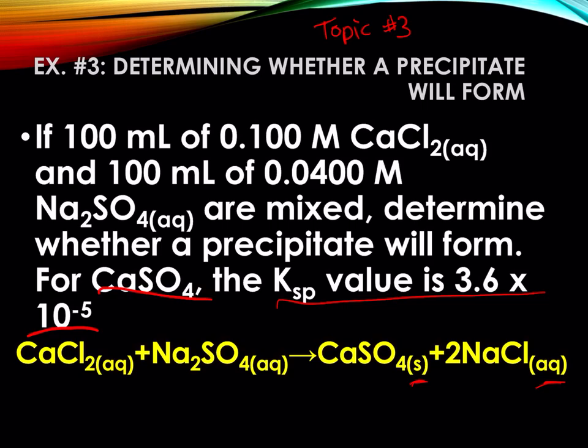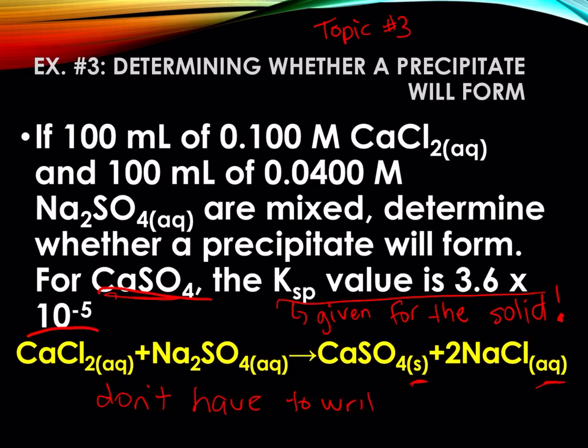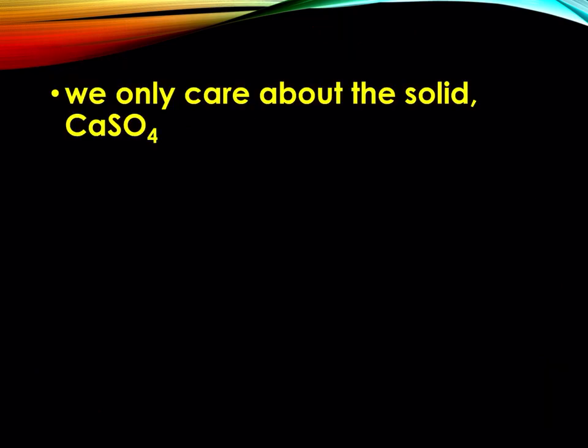So now in this case, how is there a shortcut? Do we need to consider the double displacement? And you actually don't. Because you need a KSP value to compare to, then that's what you look for. So the KSP value that's given is always going to be for the solid. And you don't need to write out the double displacement reaction. Okay, we're focused more on this solid and its equilibrium.